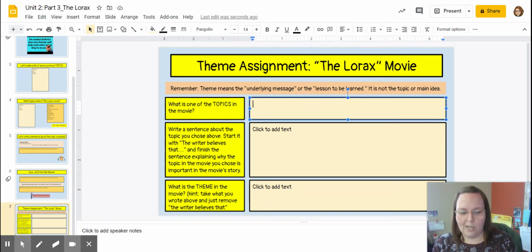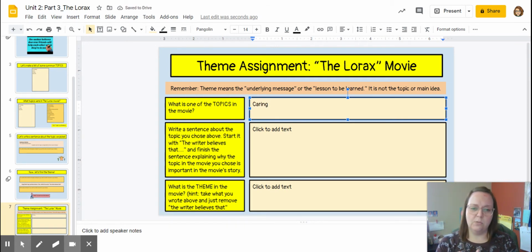What was one of the topics in the movie? Now, we generated a list in class today together. I'm going to pick one and use it. Again, you cannot use this same example in your assignment. You need to pick a different word, just like I stated in class too. So let's say I picked caring.